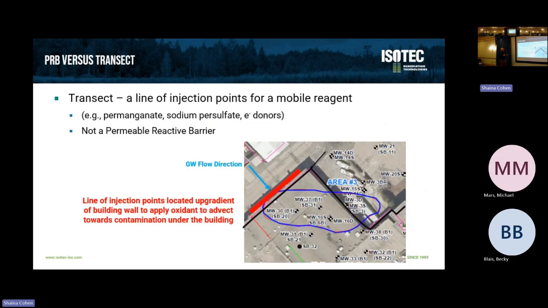So one of the alternatives being considered is to put a line of injection points for a mobile reagent, perhaps permanganate, maybe sodium sulfate, maybe a mobile electron donor, to let that flow into this zone here. So it's located up gradient, but in this case, it's not a barrier. So this is not a permeable reactive barrier. I would consider this a transect of injection points. The difference is how we design it and what the objective of that is.